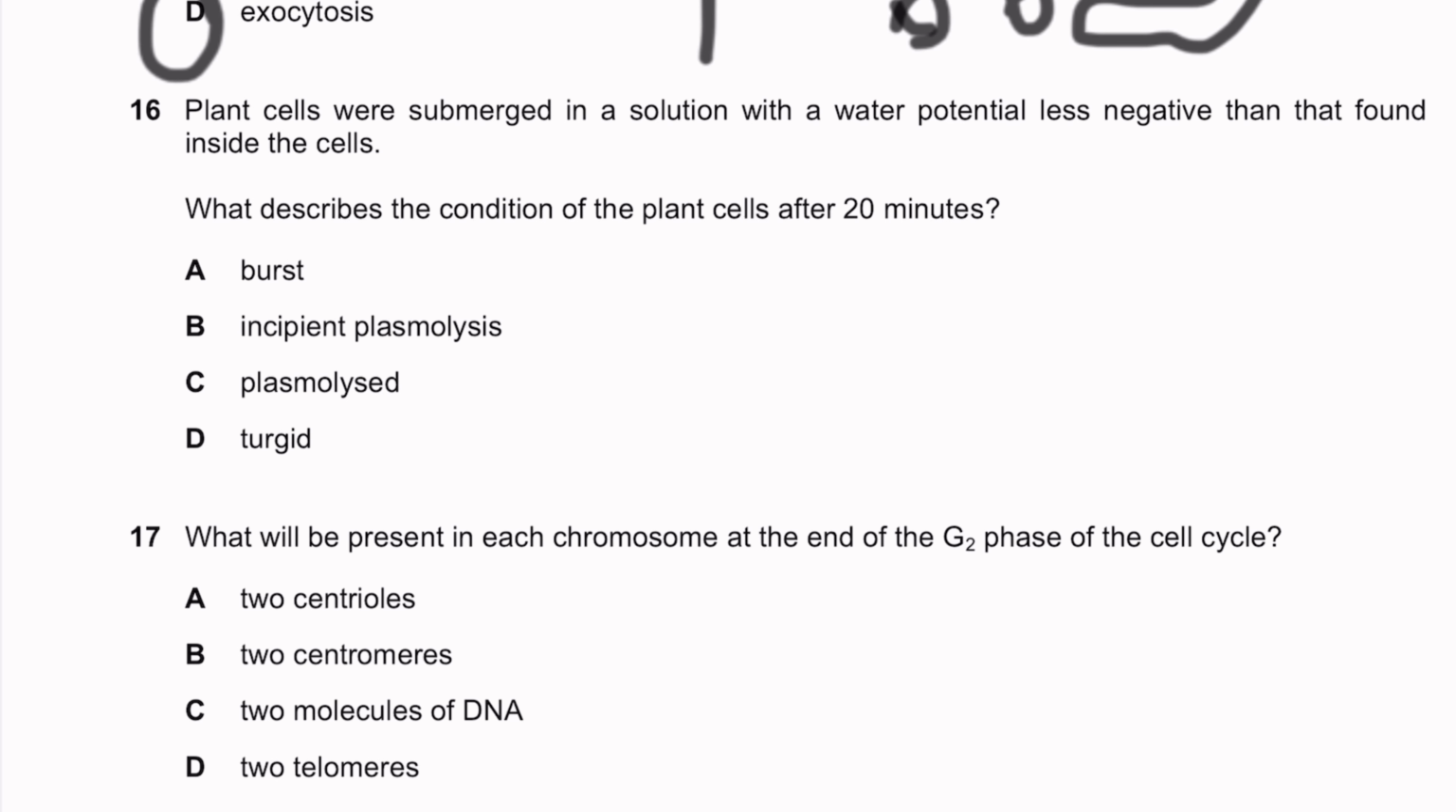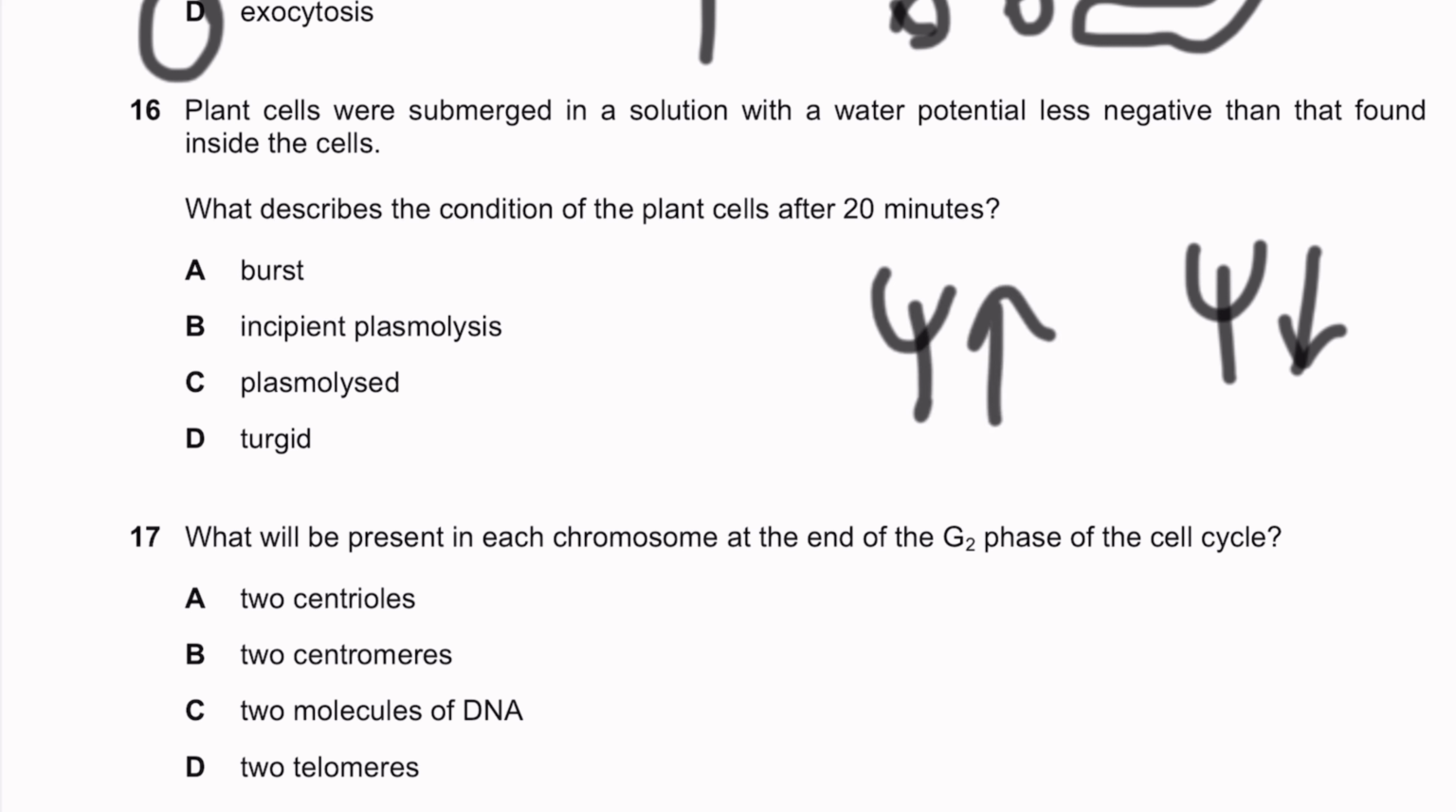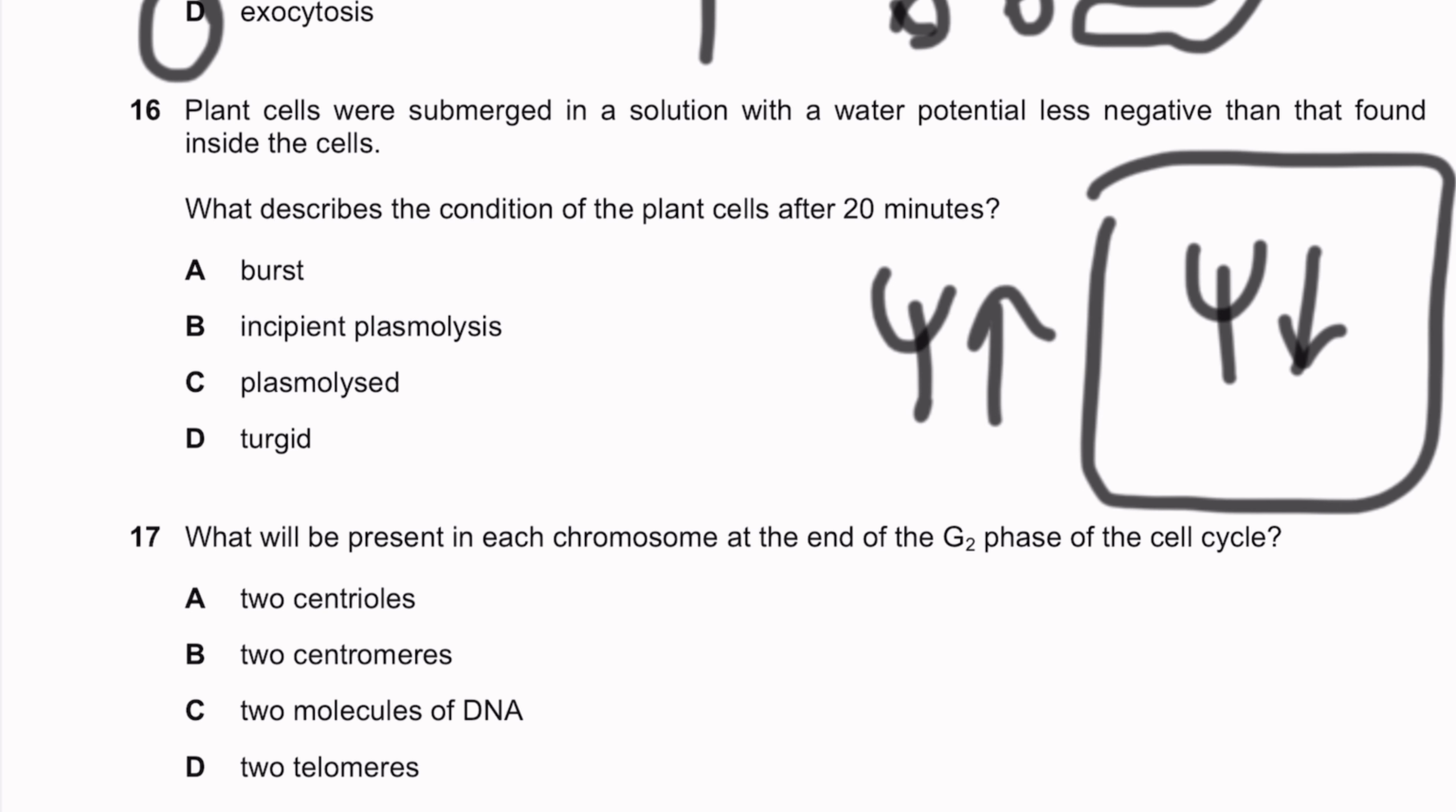Okay. Plant cells were submerged in a solution with a water potential less negative than found inside the cells. So here you immediately have to draw what they mentioned. So again, it is submerged in a solution that is less negative than inside the cell. So inside the cell is going to be more concentrated than outside the cell. Okay, so here we can see that it has a lower water potential, however outside it's going to be a higher water potential, and this is in the plant cell.